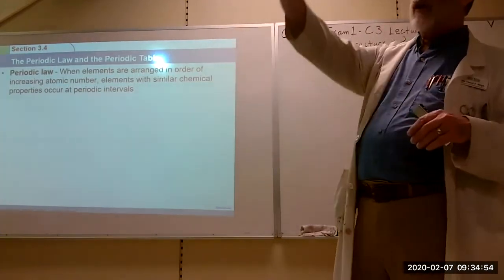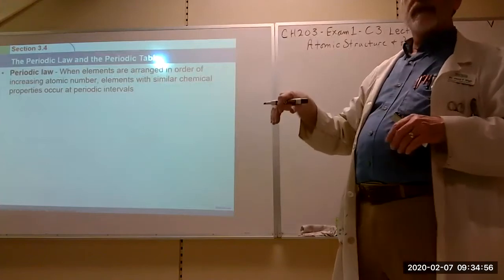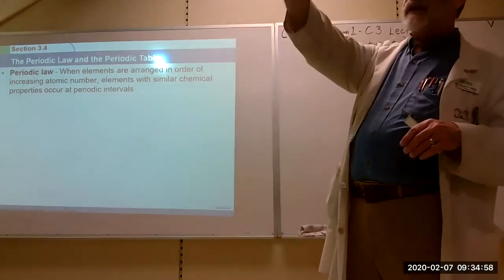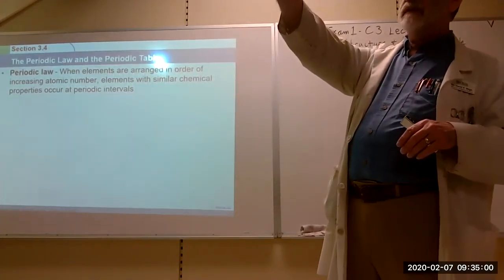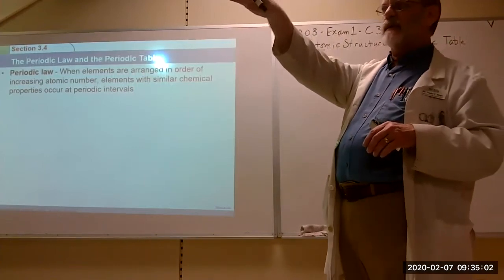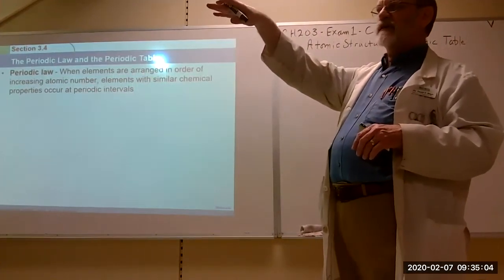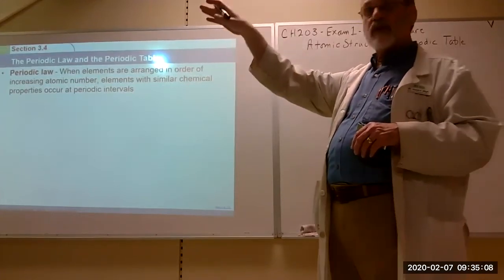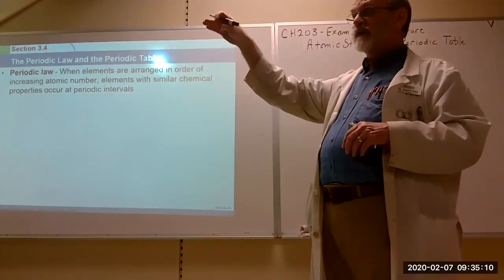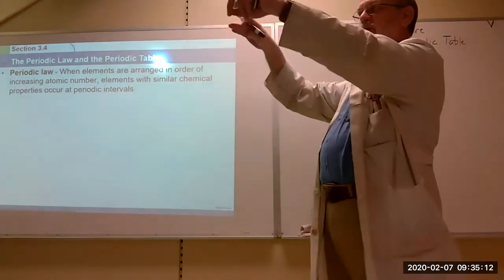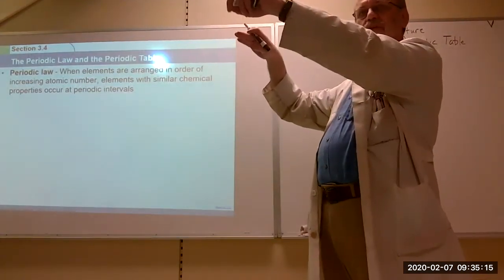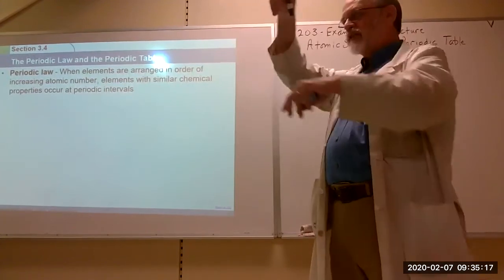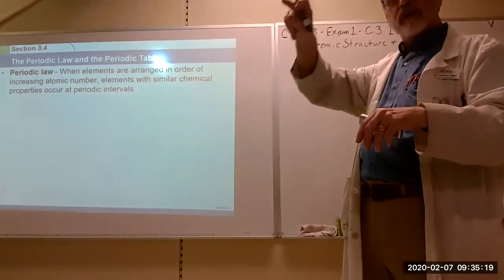The periods are the horizontal rows. So you go left to right, say you start at potassium, calcium, scandium, titanium, vanadium, on across, arsenic, selenium, bromine, krypton. And when you get to that noble gas krypton, and you want to go to the next one, well, you got to go back over here to rubidium because it looks like potassium. Right? So you go through the period and you have to backtrack, start over again.